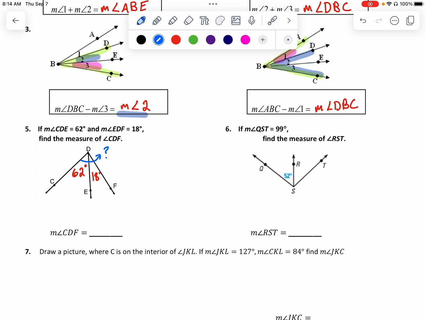So hopefully you can see that to find the total, we should add together the insides. So we would do 62 plus 18, and that gives us 80. So the measure of angle CDF is 80 degrees.